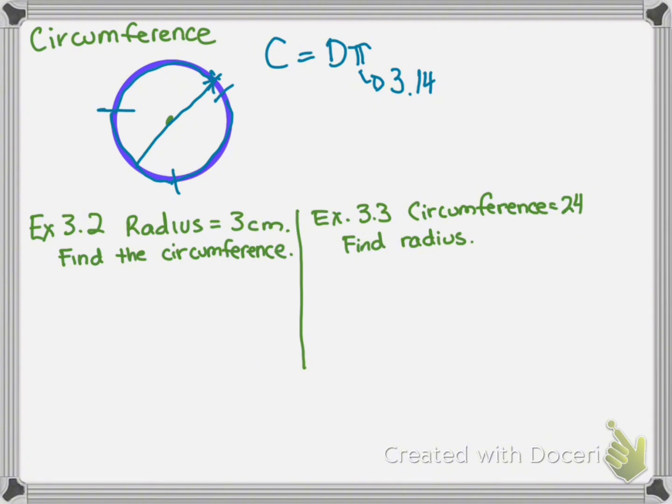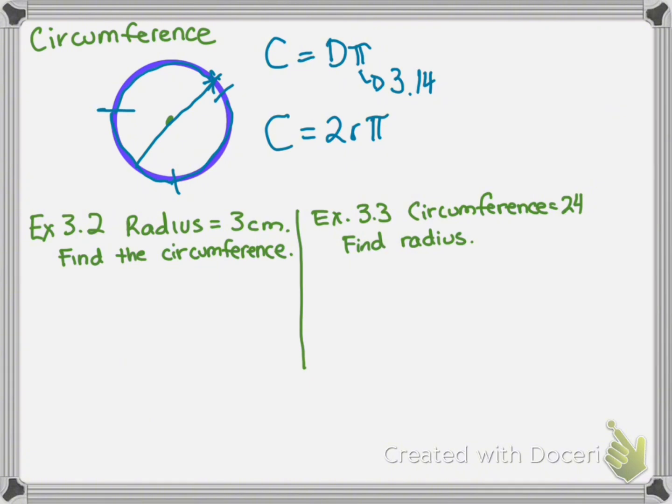Now remember that we can also put it in terms of radius because 2 radii equals the diameter. So we can also say 2r pi is the circumference formula. Okay, so let's look at these two examples.